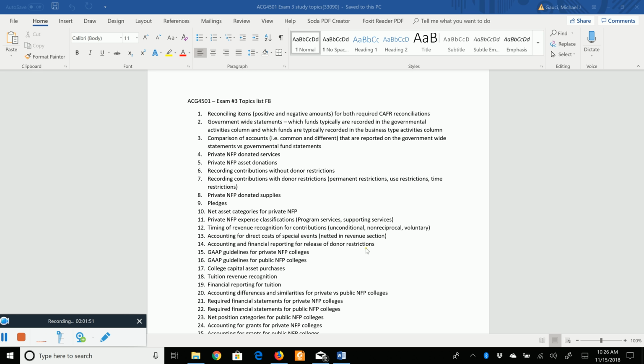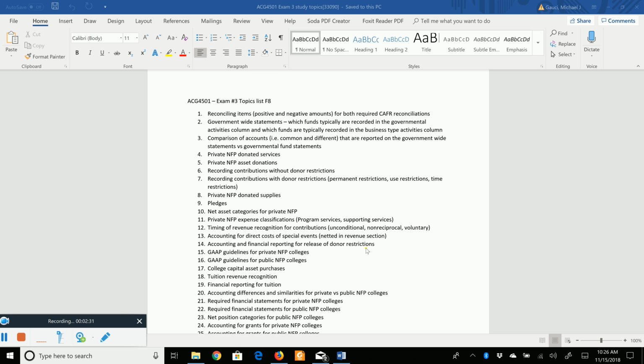There are 2 homework problems in chapter 9 where we specifically talked about the 2 types of reconciliations. The first type of required reconciliation is reconciling the total fund balance of the governmental funds to the net position of the governmental activities column on the government-wide statements. Once again, as a refresher, remember at the governmental fund level, we use modified accrual accounting. But at the government-wide level, we use accrual accounting.